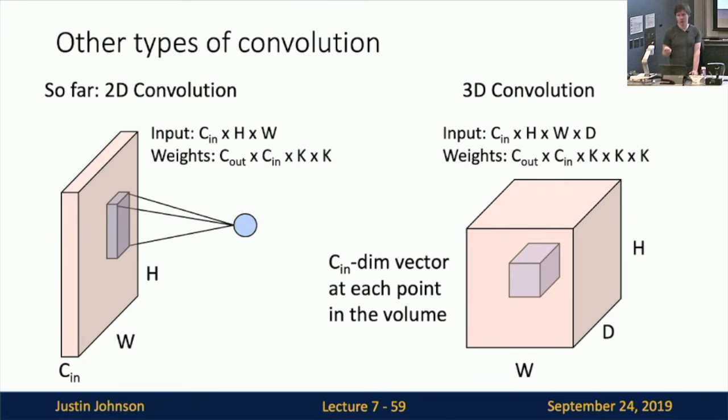And these 3D convolutions are sometimes used to process point cloud data or other types of 3D data, where your data actually lives in some native 3D space.